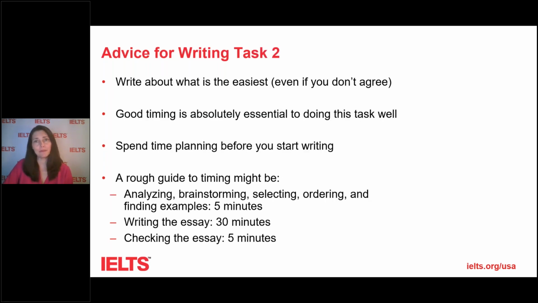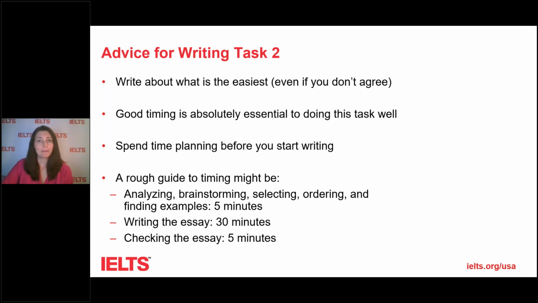So as I mentioned before, write about what's easiest. It doesn't matter even if you agree. Good timing, just like with task 1, is really important. So make sure you're not spending more time on task 1 than you need for task 2. And spend time planning before you write. A rough guide to timing might be 5 minutes preparing, 30 minutes writing, and then 5 minutes checking your essay.